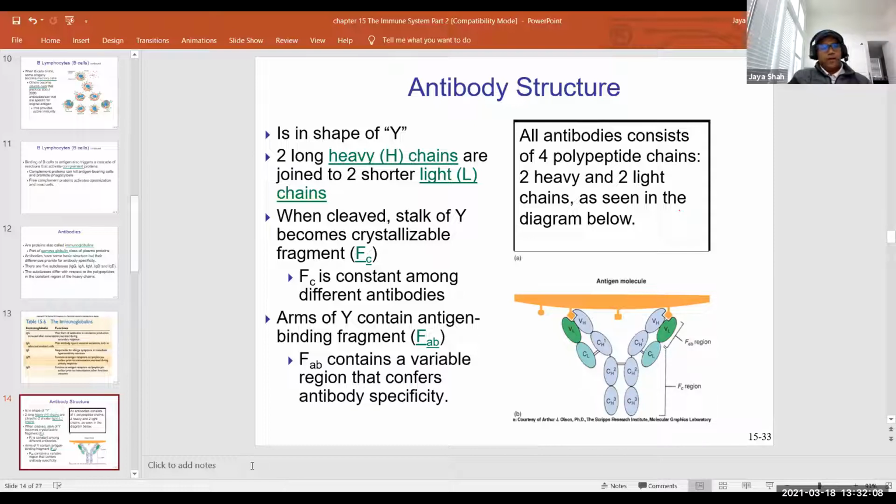So VH is variable heavy chain. CH is constant heavy chain. VL is variable light chain and CL is constant light chain.